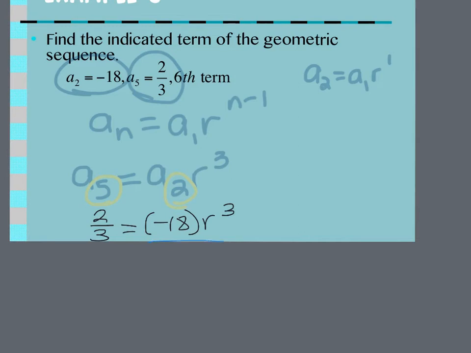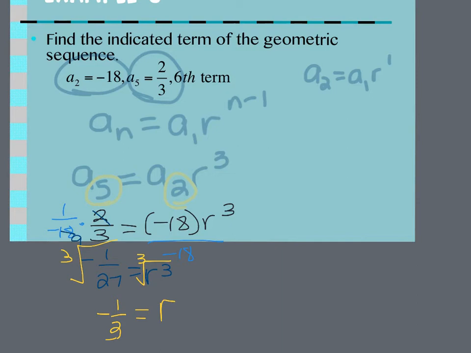So I'm going to divide both sides by negative 18, which is multiplying by negative 1/18. This is negative 1/27. And then I would cube root both sides, and r equals negative 1/3. You with me so far?